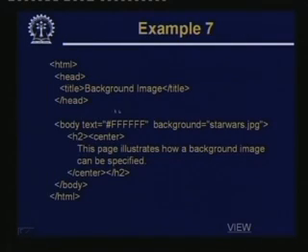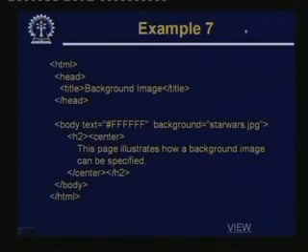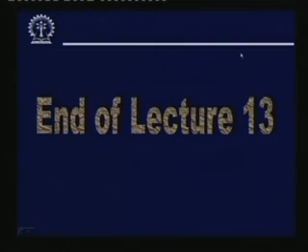The last example shows how to include a background image. In the body, instead of the BG color, we have given a background with an image file starwars.jpg, and with some text. If this page is displayed, the background will be the Star Wars image, and on top of it you have the text in white, whatever you have specified. In this way you can specify any image in the background when you are displaying text in the foreground. Okay, with this we come to the end of today's lecture.